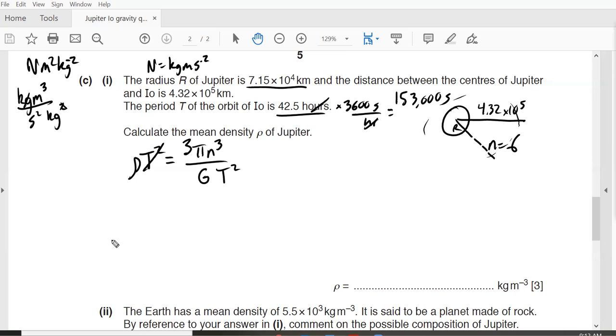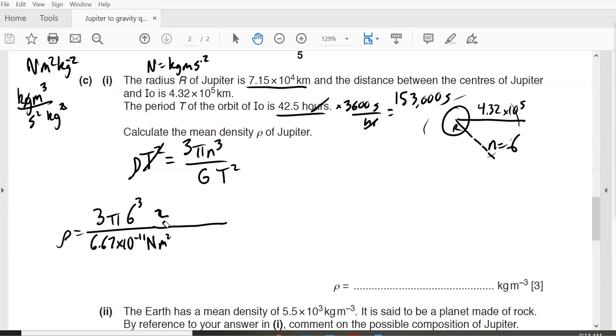Ready to go? The density rho equals 3 times pi times 6 cubed over, right, because remember n is 6. We calculate that over here by dividing those. G is 6.67 by 10 to the negative 11. Now let's use the units here. Newton meters squared, all right. Oh no, sorry, it's Newton meters squared per kilogram squared. So those are the units of G.